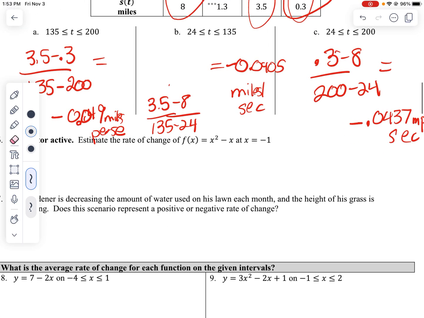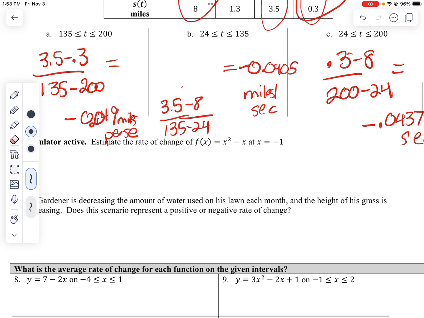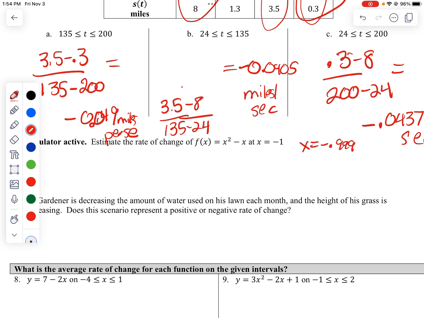So estimate the rate of change at -1. If you remember, to estimate at -1, we pick values on either side. So what if I did x equals negative 0.999, and then right around there at 1.01. So we could find our rate of change of that. So if I did f of negative 0.999 minus f of 1.01 over negative 0.999 minus 1.01.